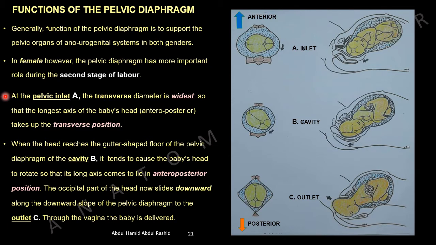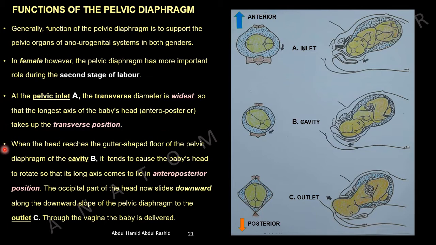Now we have to know that our true pelvis, pelvis minor, through which is the birth canal, has two openings, upper opening or inlet and lower opening or outlet. In the upper opening, the inlet, the longest diameter is the transverse diameter, but at the level of outlet, the longest diameter is the anteroposterior diameter. The longest diameter of the baby head is anteroposterior diameter. When it is coming down during labor, the baby head's longest diameter has to be along with the longest diameter of the inlet, that is transverse diameter, and longest diameter of the outlet, which is vertical diameter, AP diameter.